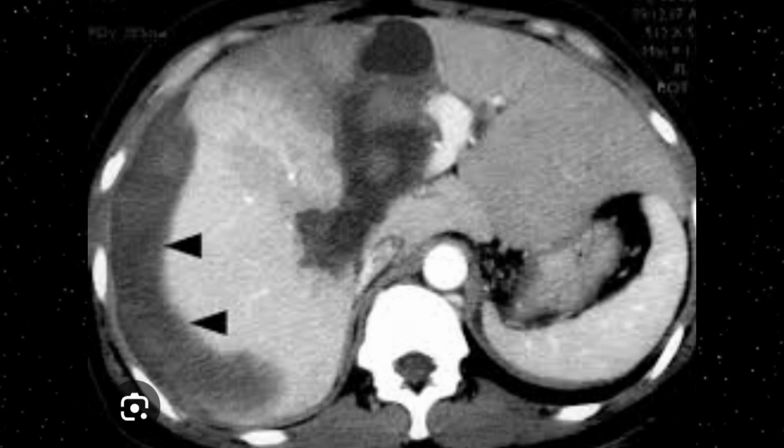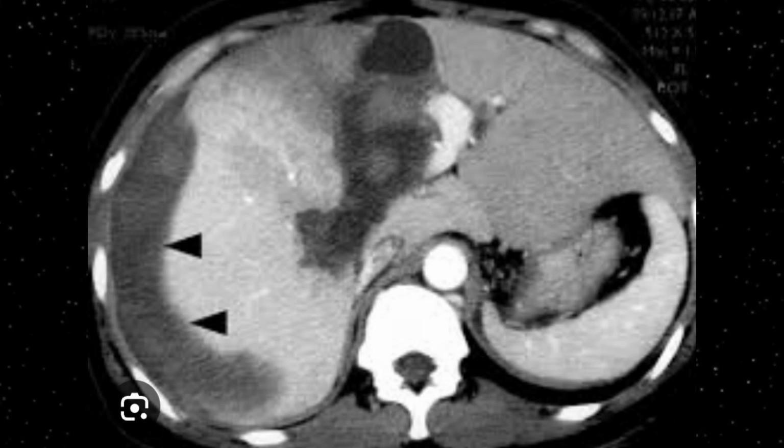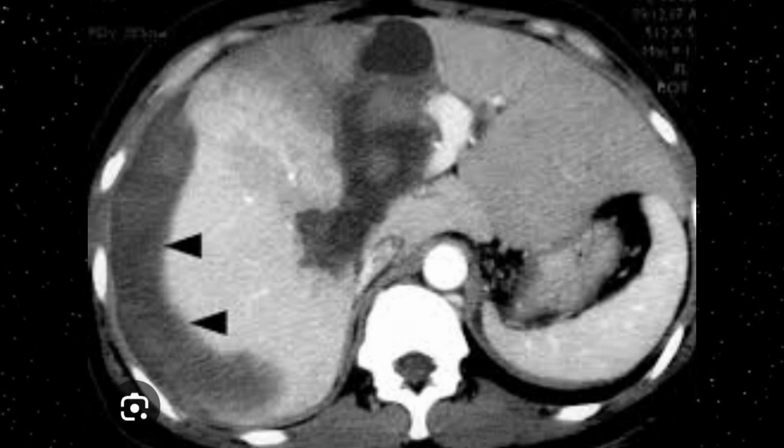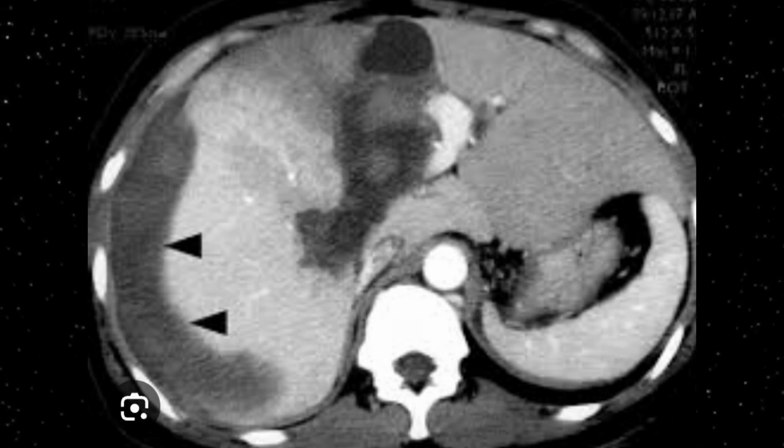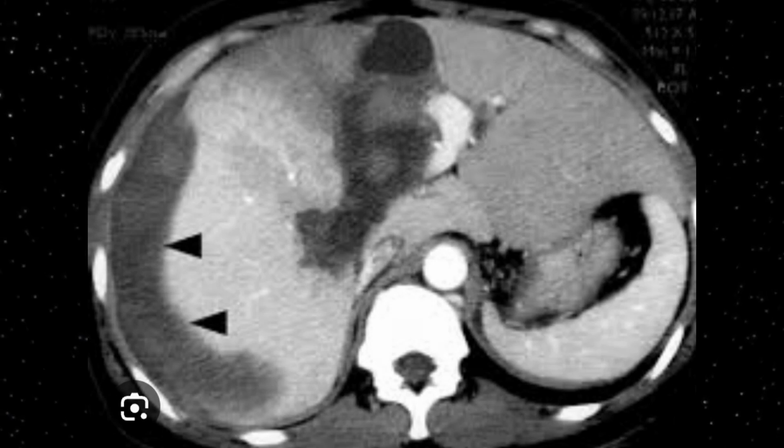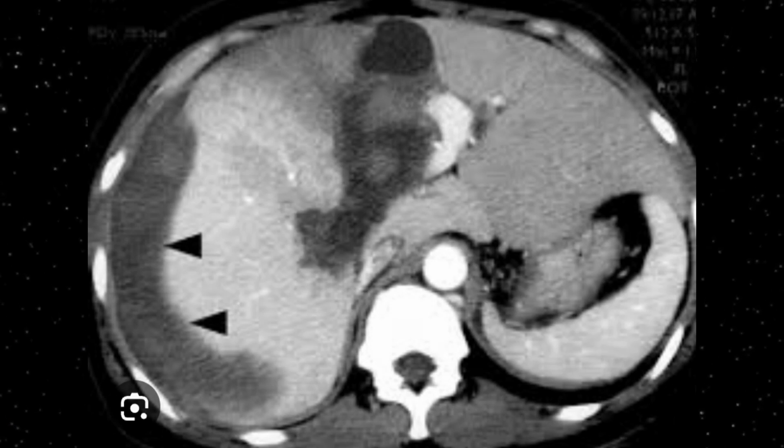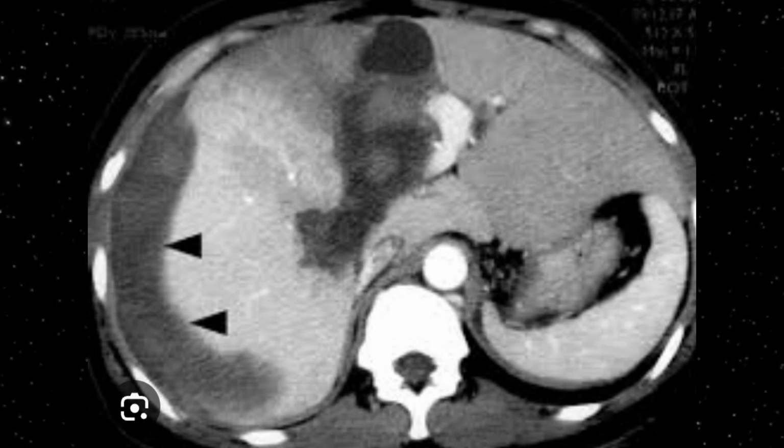The liver is enlarged and more towards the left side. So hepatomegaly with pericapsular and subcapsular hematoma and intraparenchymal hemorrhage.